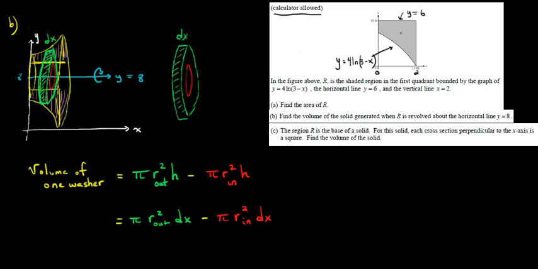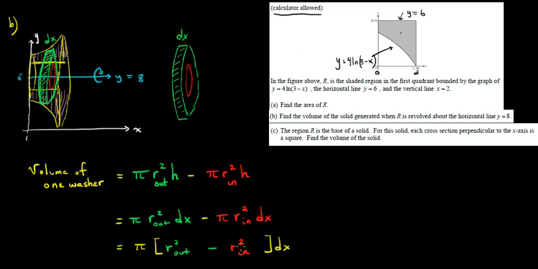I can even clean this up a little bit more. I notice that they both have a pi in common, so I can factor out a pi. I can even factor out a dx, and what I'm left with is r squared out minus r squared in. So again, the outer radius squared minus the inner radius squared.